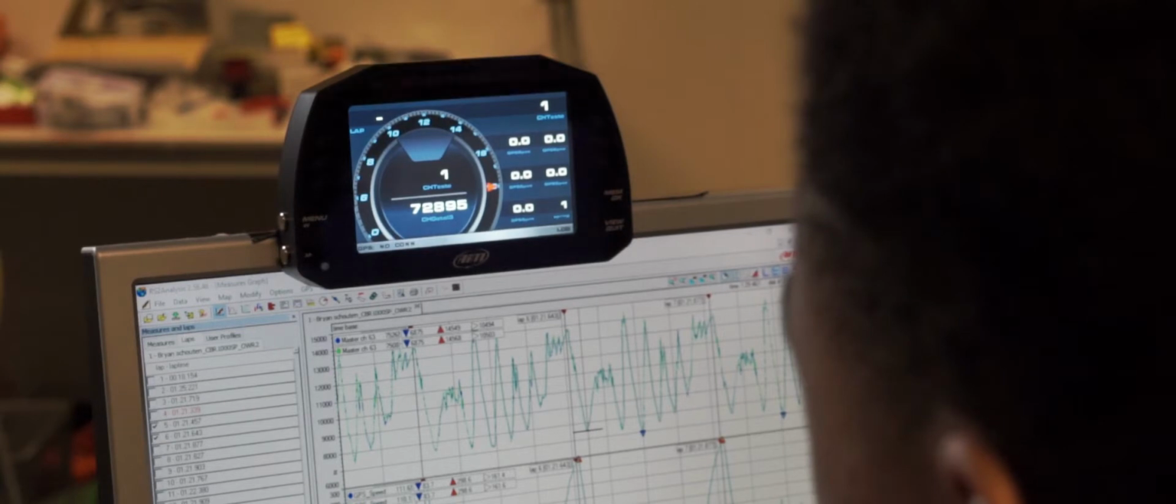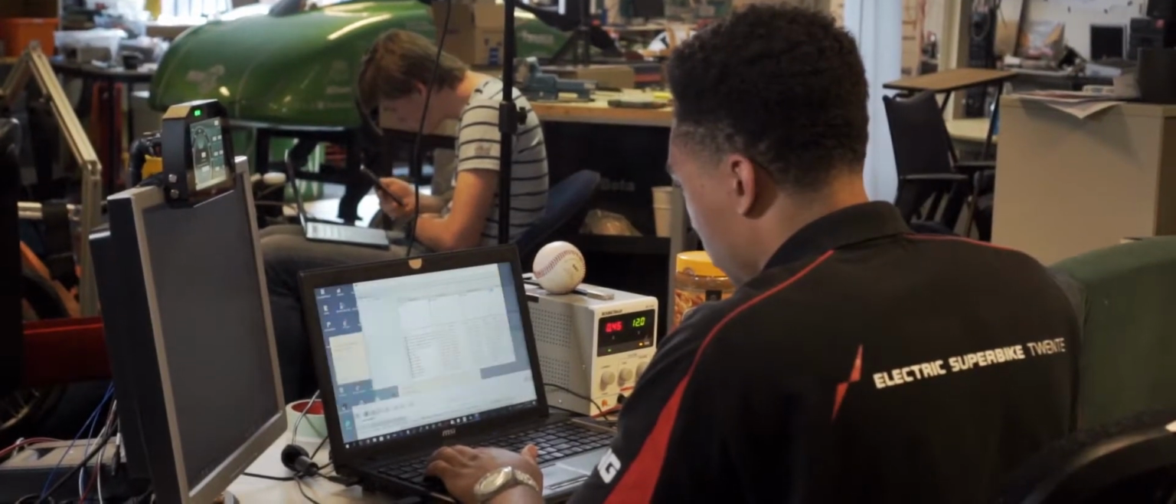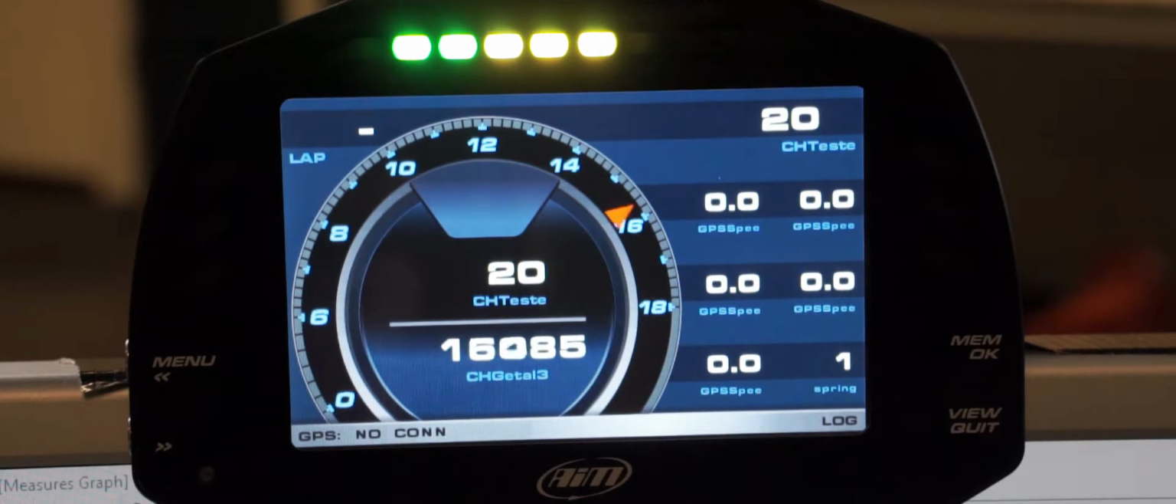We're using an AIM dash logger to log all our data from our sensors on the bike, from brake pressure to battery temperature. After the race, we can read all this data out to see if there's something wrong with one of our components or with one of our sensors. But the most important part about an AIM dash logger is that we can show all this data immediately to the driver. The most important information for a driver is our sector times. We can show him his sector times relative to his previous sector times.